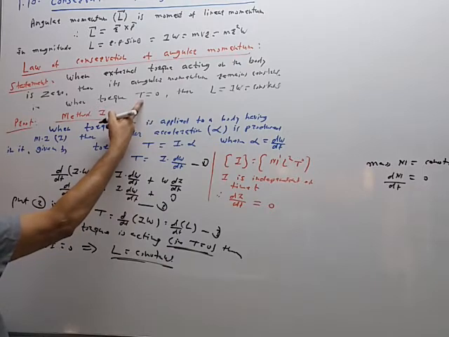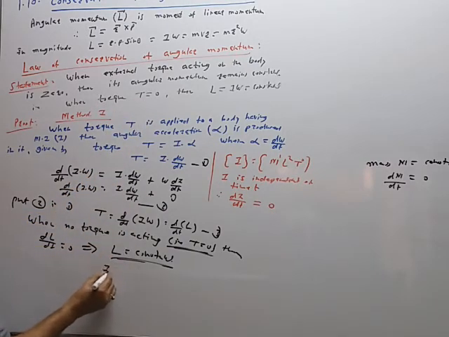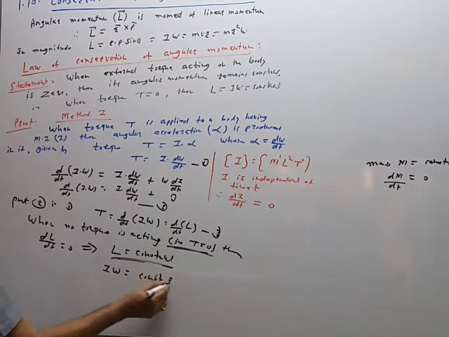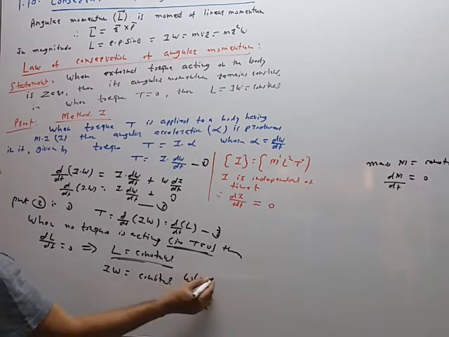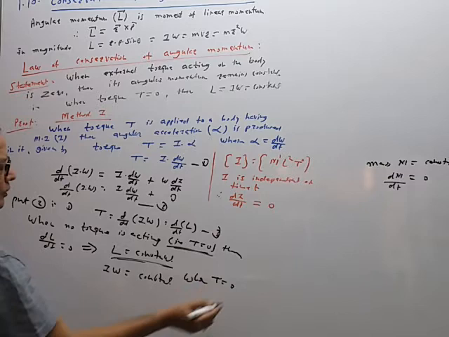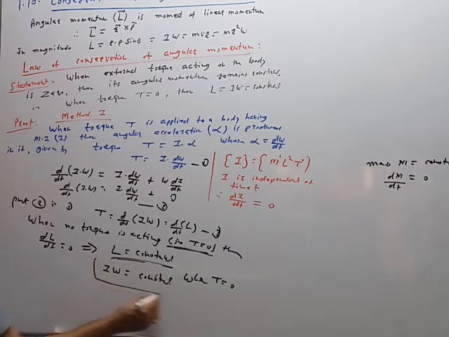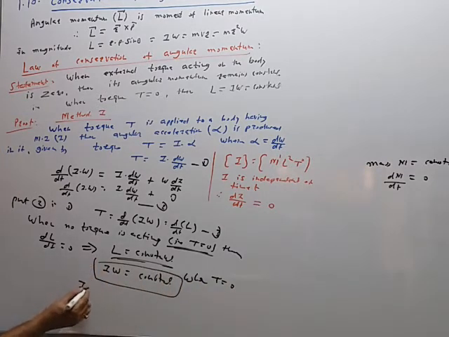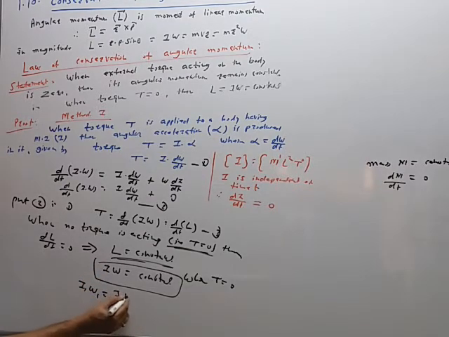This is the mathematical statement of the law of conservation of angular momentum. So I into omega is equal to constant when torque T is equal to 0. Therefore, you can also write it like Boyle's law, P1 V1 is equal to P2 V2 is equal to P3 V3. So I1 omega 1 is equal to I2 omega 2 is equal to I3 omega 3.